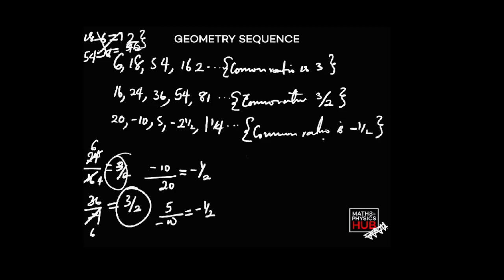Do you get this now? Yes, sir. That's how you check for common ratio. So do you understand that? So take it down. Let's move on to the nth term of a GP. Are we there? Yes, sir.